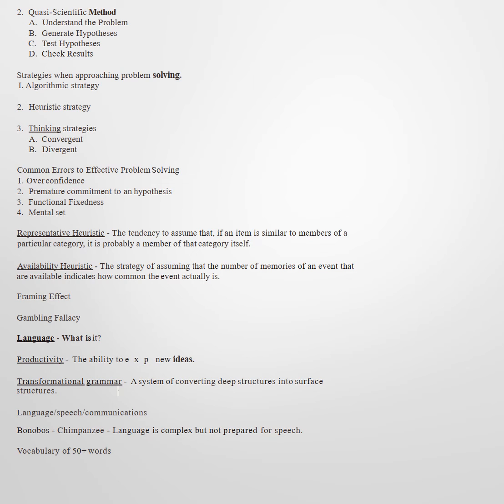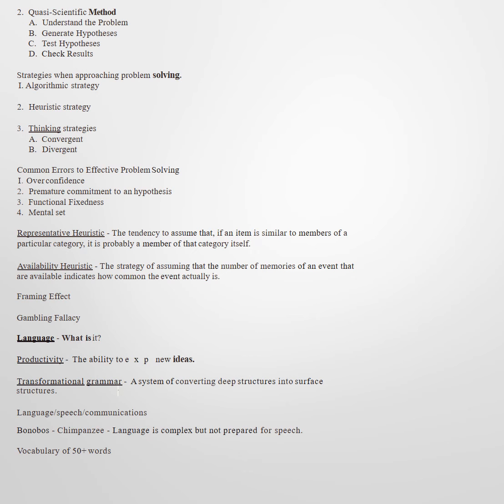How was your thinking at the time? You can use representative heuristics, which is a tendency to assume that if an item is similar to members of a particular category, it's probably a member of that category, which it may not be. Availability heuristics is a strategy of assuming that the number of memories of an event that are available indicates how common the event actually is. So in other words, you use what's available.